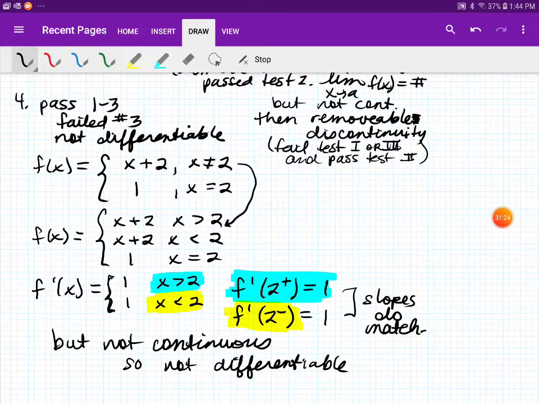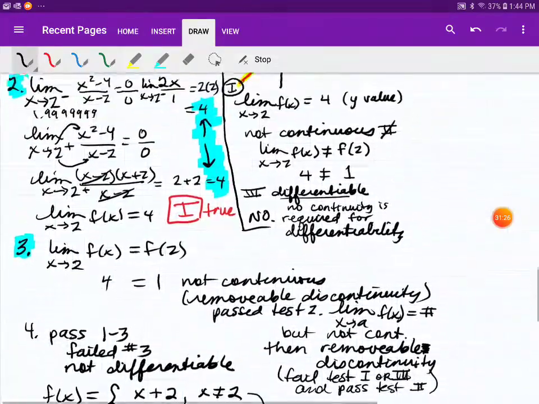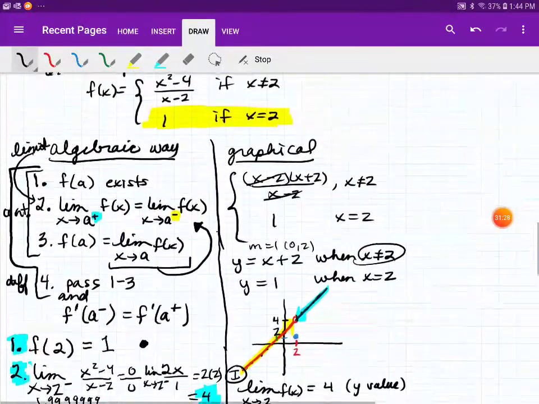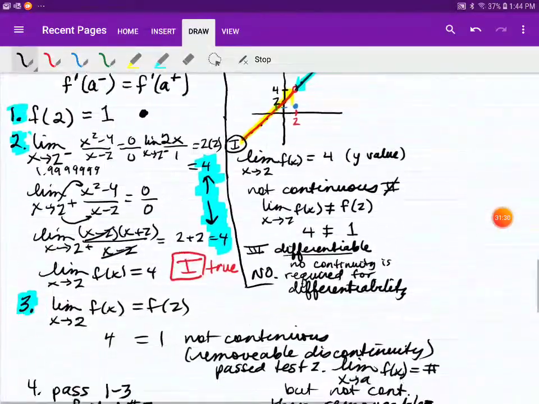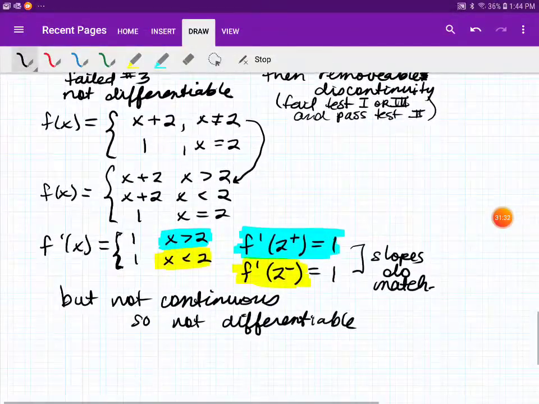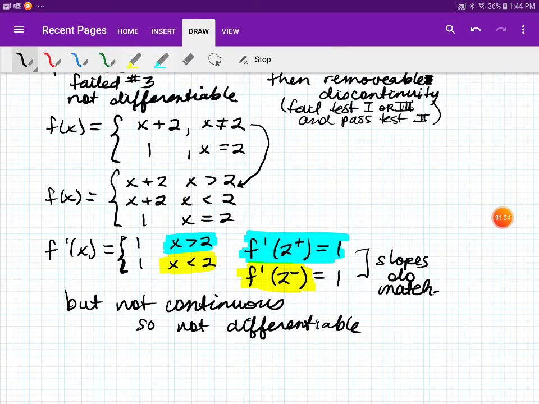I'm at 31 minutes, so I think I'm going to stop. What number am I on? Number 6. But I do want to put what answer I got. Let's see, I have to go back and put my password in and see what the question is. So 6: does it have a limit? 1 is yes. 2, is it continuous? No, it failed test 3. And 4, is it differentiable? No, it's not differentiable because it's not continuous.